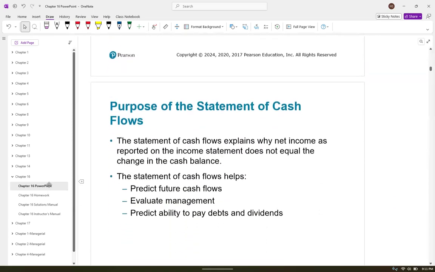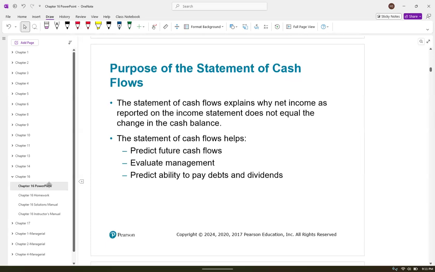Okay. All right. What are some of the things that the statement of cash flows can do? It can help us predict future cash flows. It can evaluate management. It could predict the ability to pay debts and pay dividends. Okay, so it can do a lot.